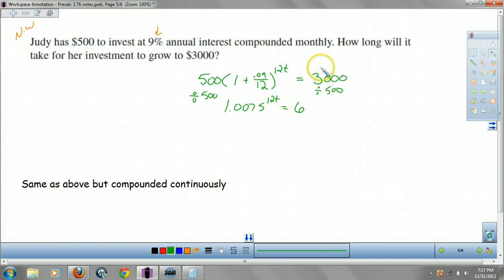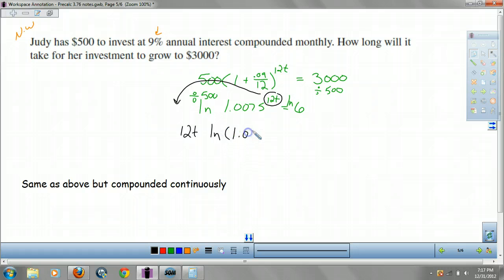So here's what you do. You natural log both sides. Again, I like using natural log, because when you do that, this 12t, you move in front. So you get 12t times the natural log of 1.0075. And guys, plug this in your calculator, it's just a decimal. Then what you do is you divide both sides by the natural log of 1.0075. And that's a decimal.